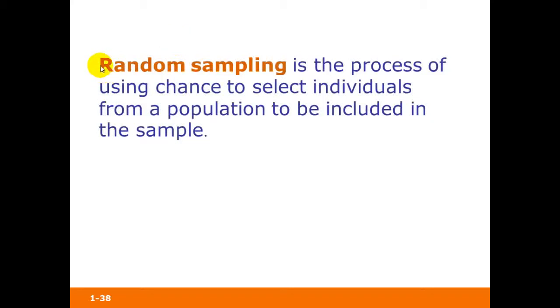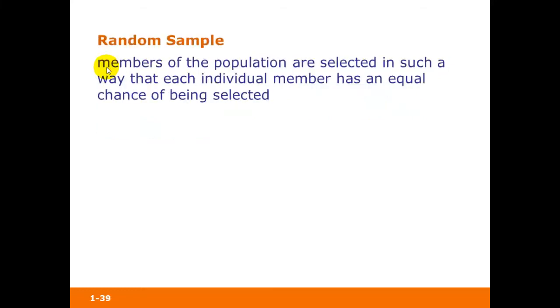So first we can talk about just random sampling. This is a process of using chance to select individuals from a population to be included in the sample. So with a random sample, we select members of the population in a way so that each individual member has an equal chance of being selected.